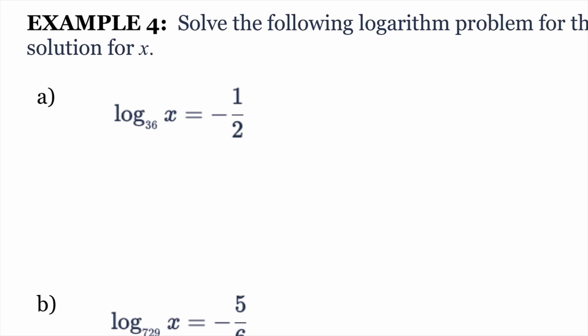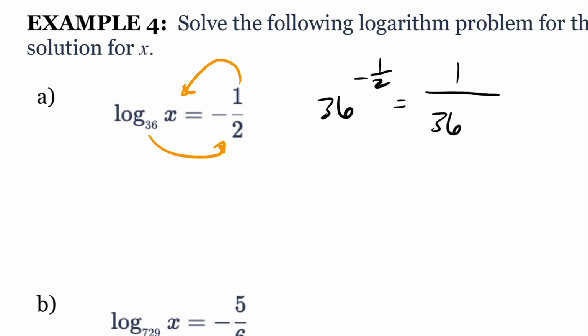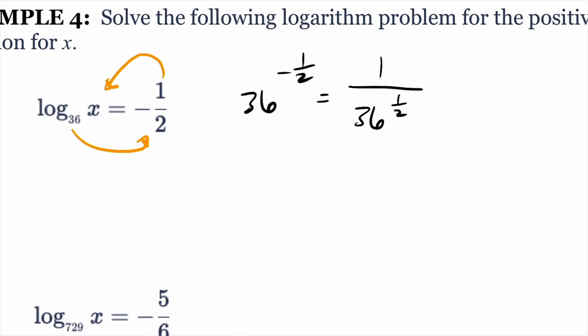So what did the fraction exponent mean? Because when I change this, it's going to look like this, right? It's going to say 36 to the negative 1/2. That's what they want me to find. So we flip it to the bottom. Okay, well, what does 1/2 mean then? How do I solve it with a 1/2?